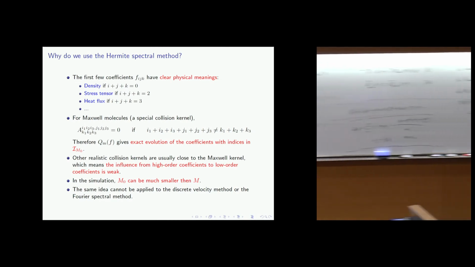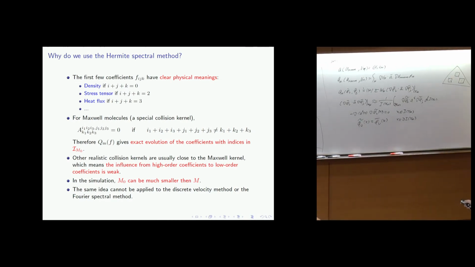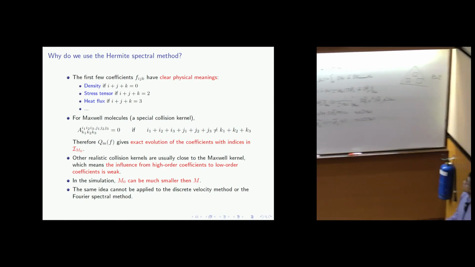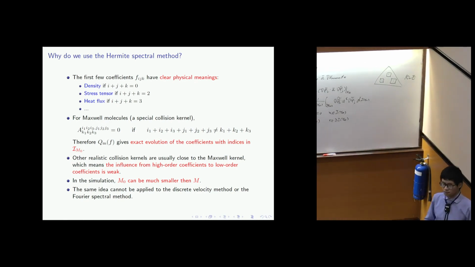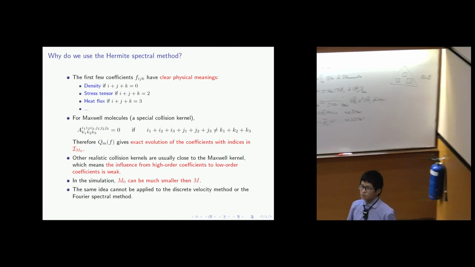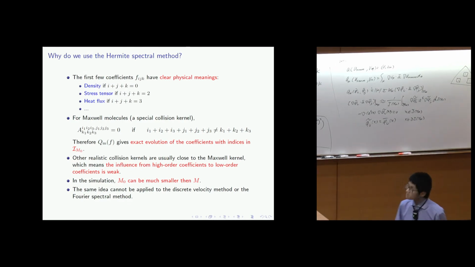Okay, the last thing I want to mention is that the same idea cannot be applied to the discrete velocity method or Fourier spectral method. For these methods, all the degrees of freedom are coupled with each other very strongly, and we cannot do this simplification.